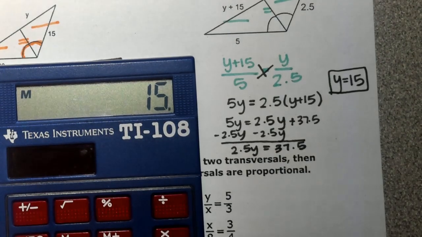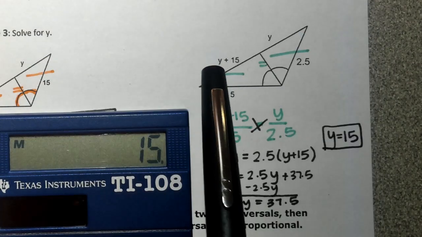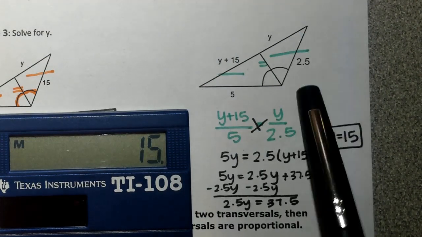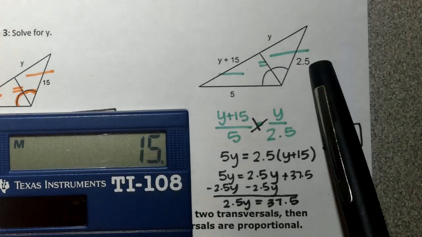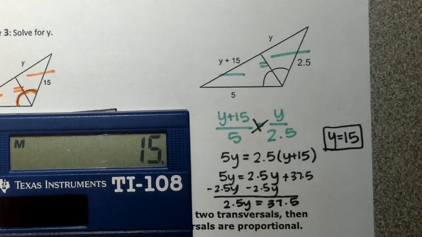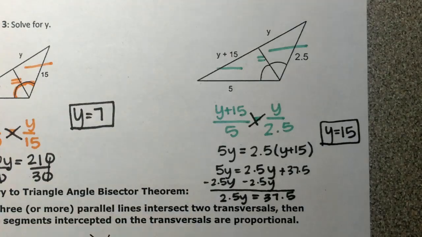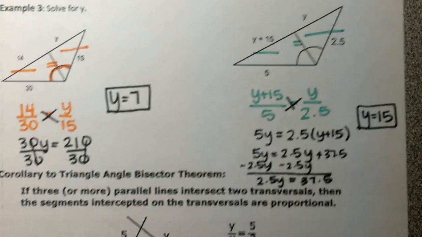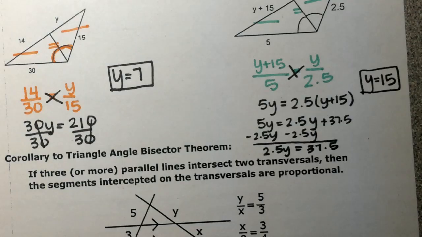And you can check to make sure it works by doing 15 plus 15 is 30. What's 30 divided by 5? What's 15 divided by 2.5? Do you get the same answer? What questions can I answer for you? Are we okay with that?